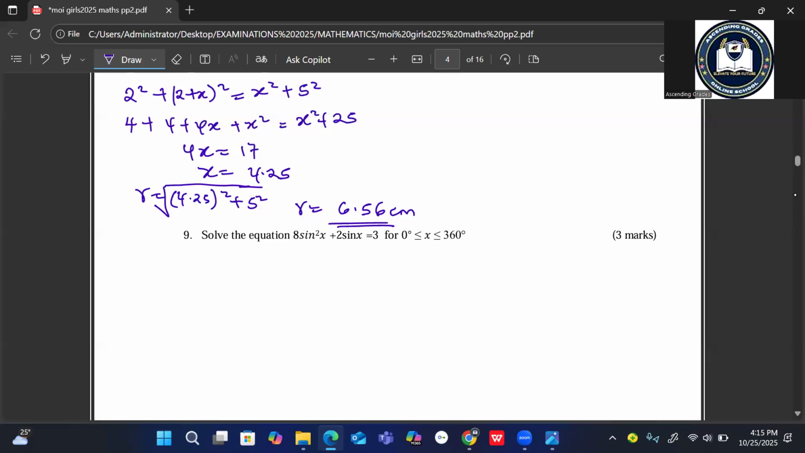So number 9, you solve the equation 8 sine squared x plus 2 sine x equals 3 for x being greater than or equal to 0 and less than or equal to 360. So we find the values of x.